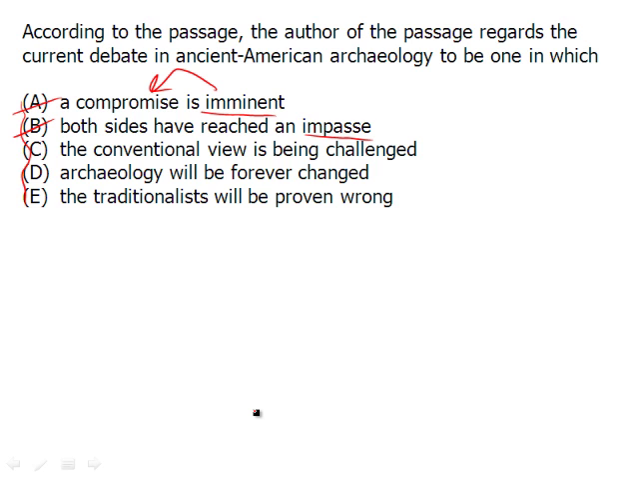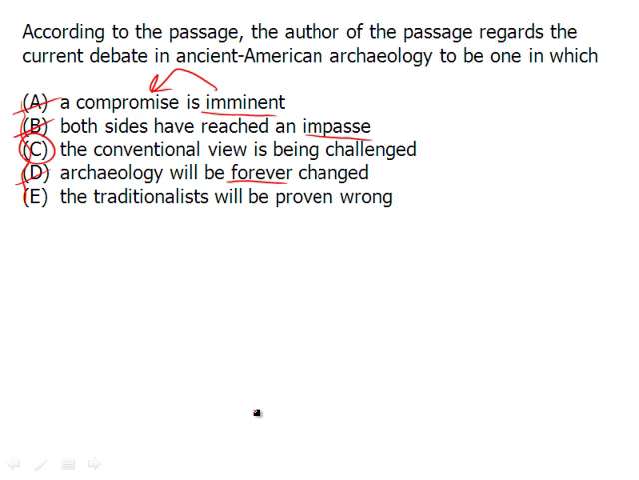C, the conventional view is being challenged. Here we have an answer that very much matches up with the answer that we came up with. That is, the new view is challenging the old view. And when the old view is challenged in such a way, this is called the paradigm shift. D, archaeology will be forever changed. Notice that word forever. It's very strong. It's an extreme answer choice that we want to avoid. Archaeology may be changed, or will probably or likely change. Even that's a little bit of a stretch, but this forever, this extreme language is definitely wrong.